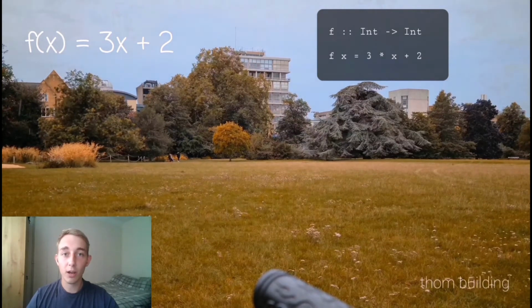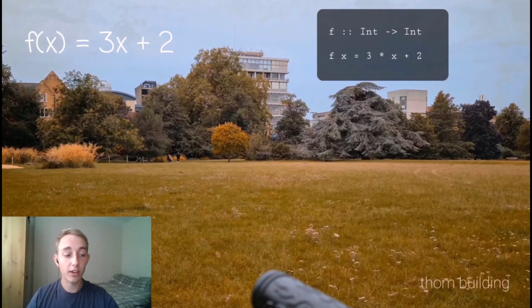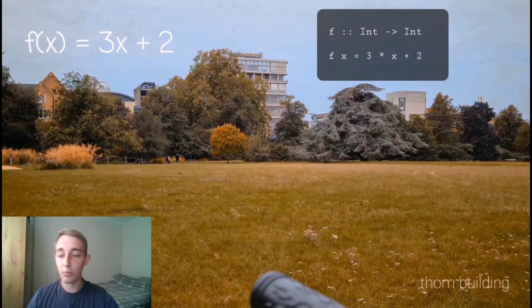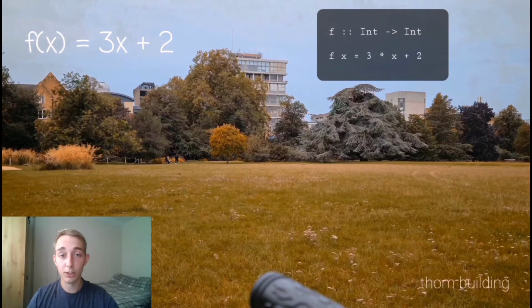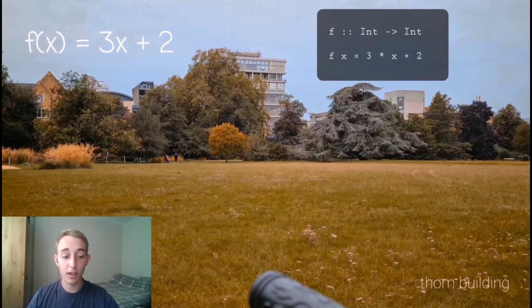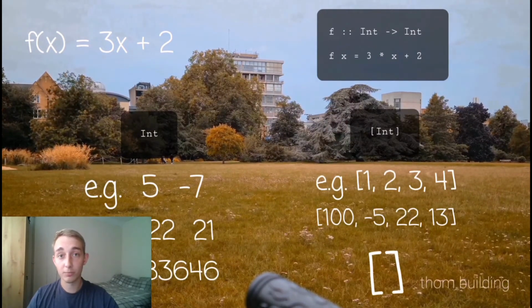The first line is the type of the function. It takes an int and outputs an int. The second line is actually how that function is computed. Note the similarity between the Haskell definition and the mathematical definition. While there are many other data types in Haskell, for this video we'll use only int and list of int.